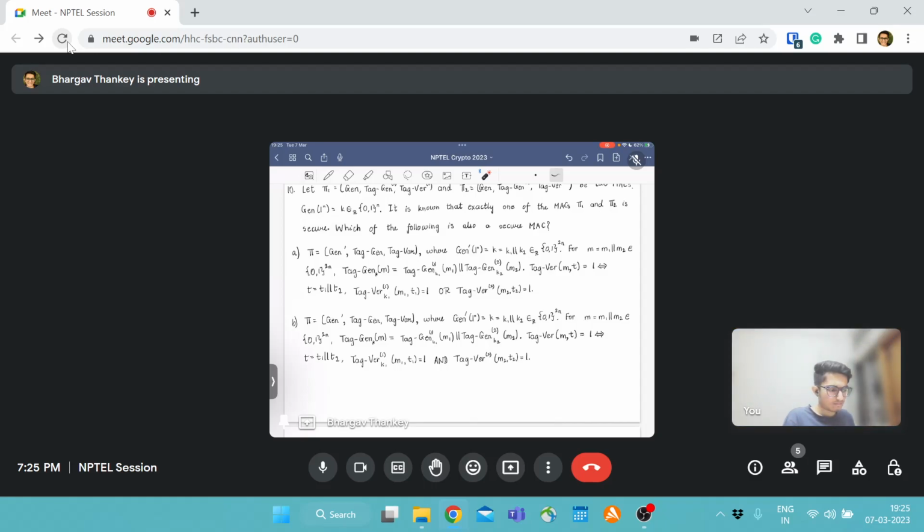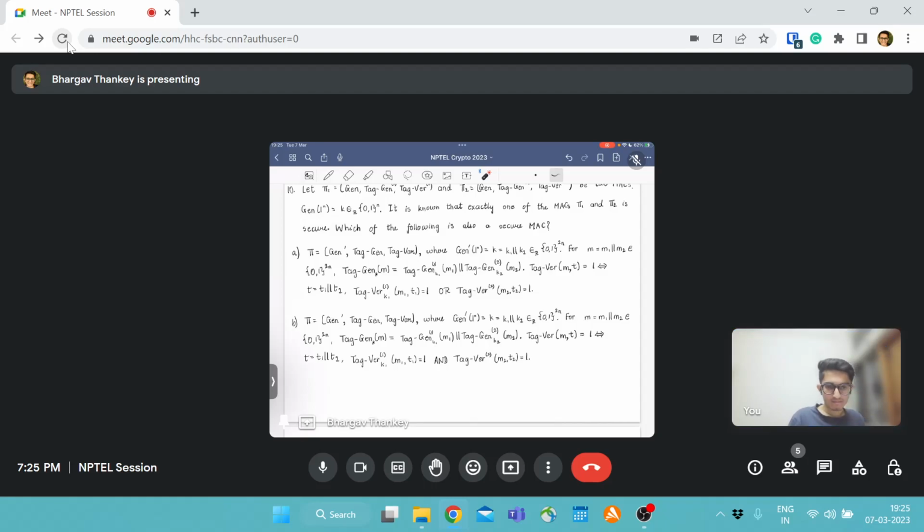Second one will be secure. Option B. Are you saying option B? I didn't hear you clearly. Yeah, option B will be a secure MAC. Okay, why? What about why would option B be secure and not option A?